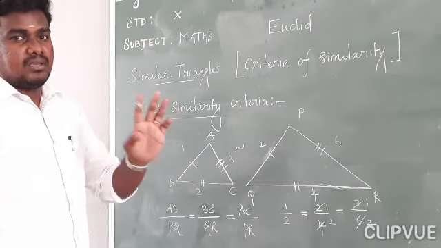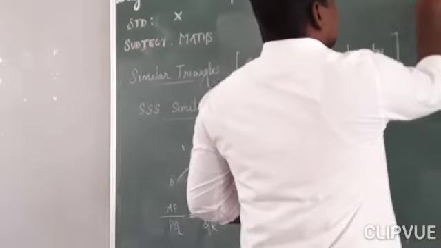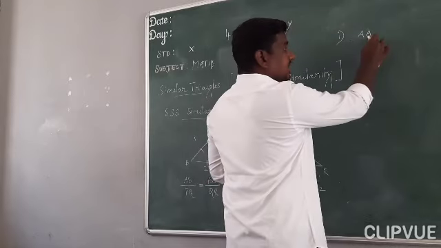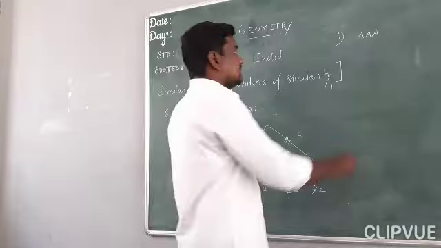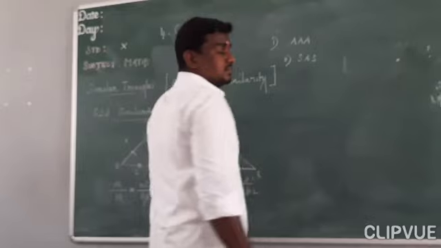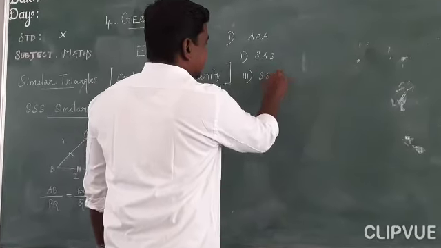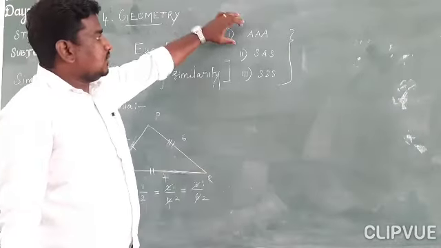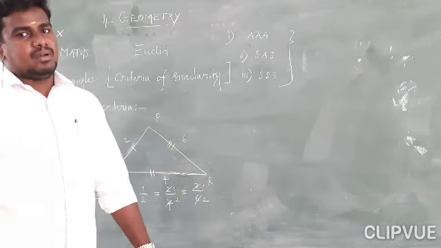This is the concept. So we have got the three similarity criteria. First one, angle: if two angles are equal, the third one must be equal. So angle criteria, we can say that. The second one, side angle side. The third one, side side side. These three. Okay, so we can use these three to say whether the two triangles are similar or not similar.